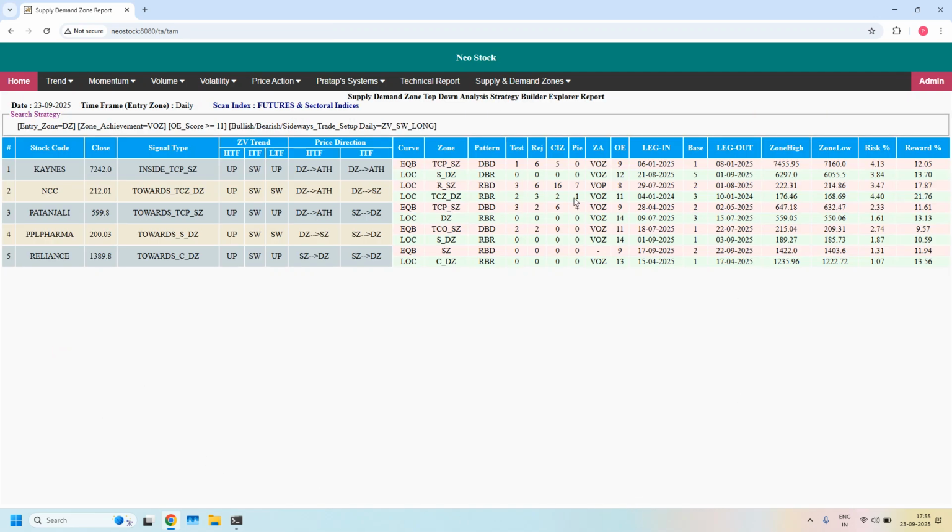Any pierced demand zones, you just ignore them. And if you want to plan a trade, use the pierced zone strategy that you learned in lesson 28. So out of 5, 1 stock is having a pierced zone. The remaining 4 daily demand zones are supporting the sideways long trade setup for a monthly income trade. All the entry time frame zones are daily demand zones.